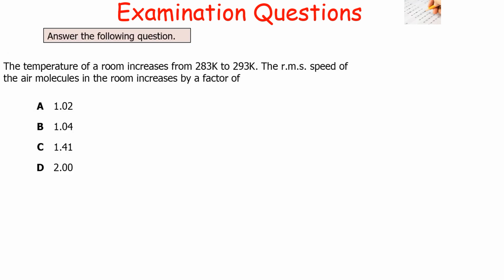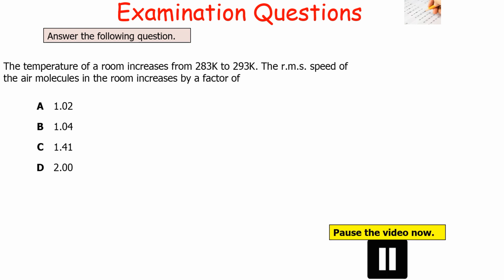The next question says the temperature of a room increases from 283 Kelvin to 293 Kelvin. The RMS speed of the air molecules in the room increases by a factor of what? So pause the video now, then unpause the video when you want to go through your answer.